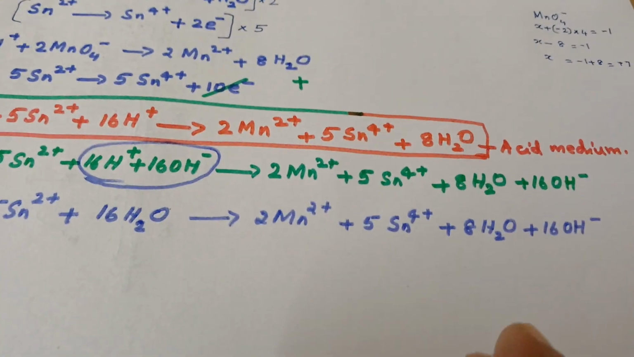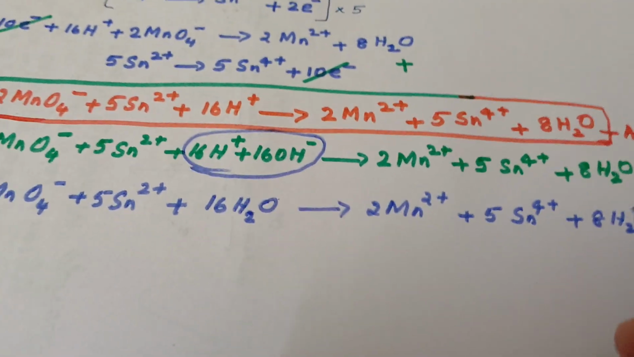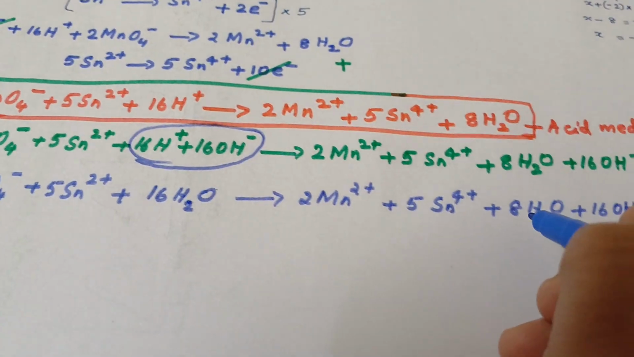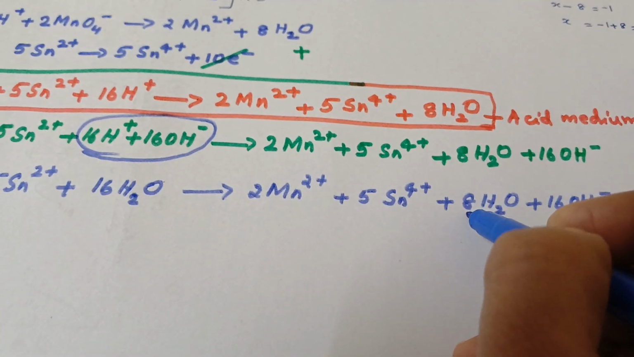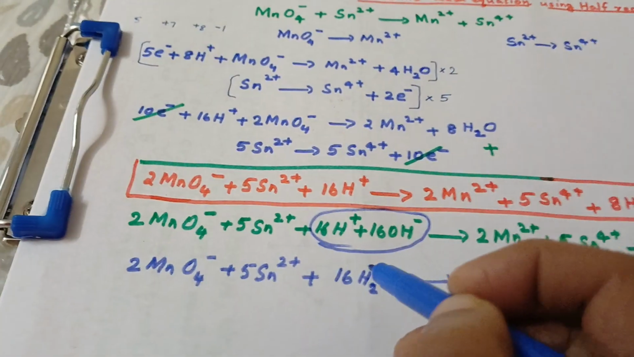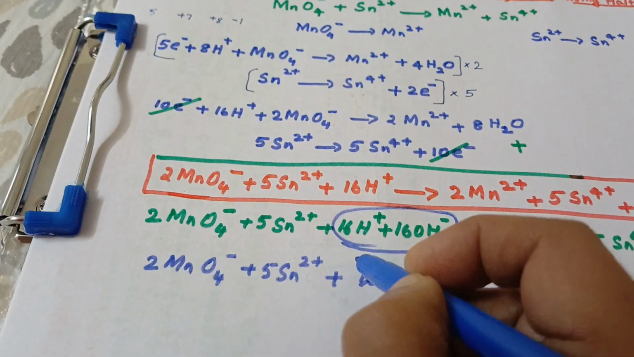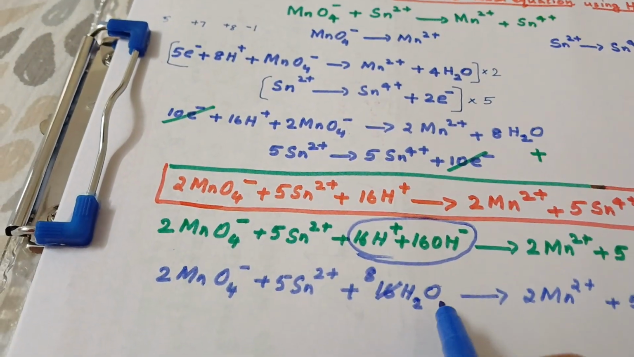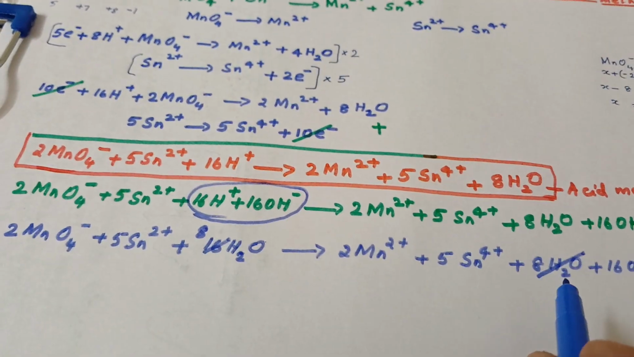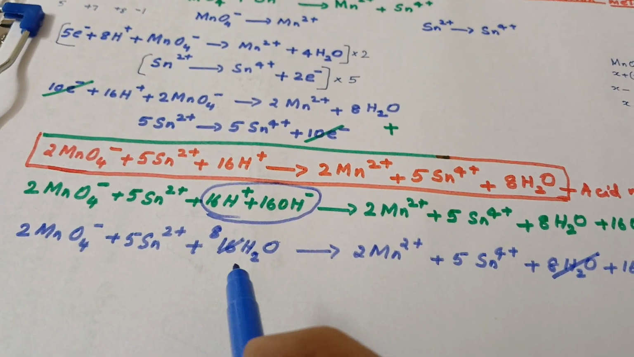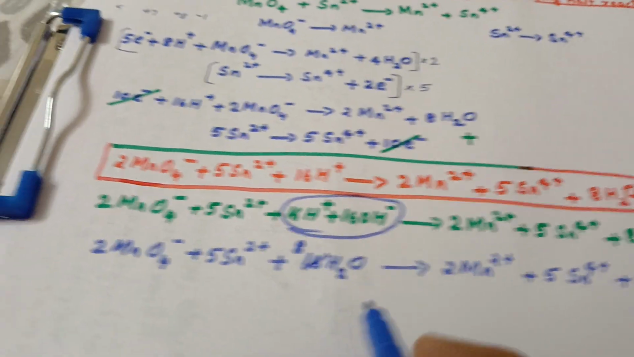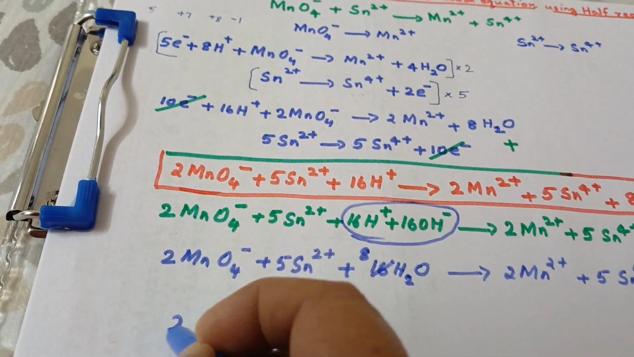Now again we have a little bit of work left. There are 8 H2O molecules, water molecules, on the right hand side. We can cut them and make this 16 into 8. So 16 H2O minus this 8 H2O, we have got 8 H2O on the left hand side. We will rewrite the equation.